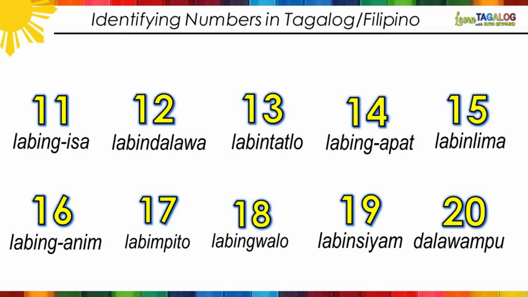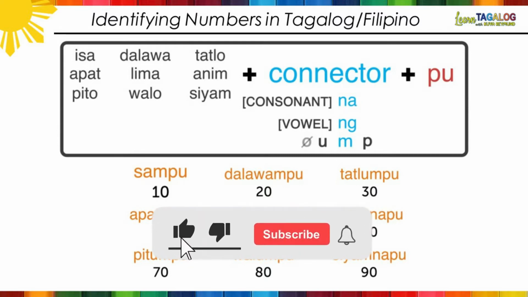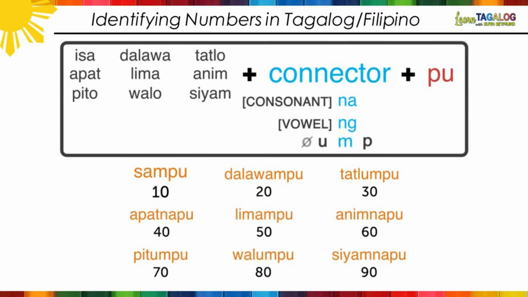Another thing that you'll have to remember for the multiples of 10 is that you have to use the numbers 1 to 9, plus the connector which is either na, nang, or m, plus pu. Sampu, dalawampu, tatlumpu, apat na pu, limampu, anim na pu, pitumpu, walumpu, siyam na pu.